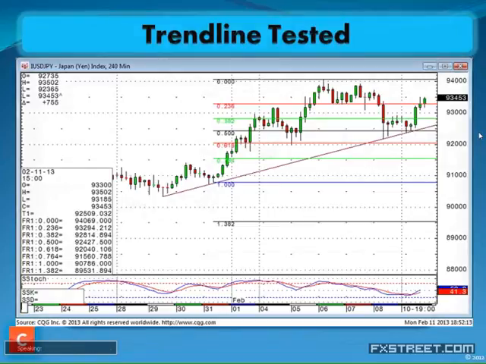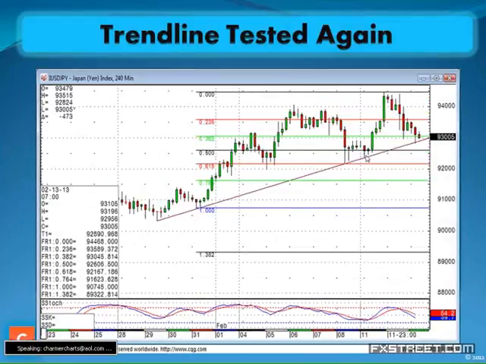You can see again, it tested it, went up, come back, tested it, made new highs, and come back. And as we went to print today, it was still holding the trend line. So this is how we can trade within these parameters.